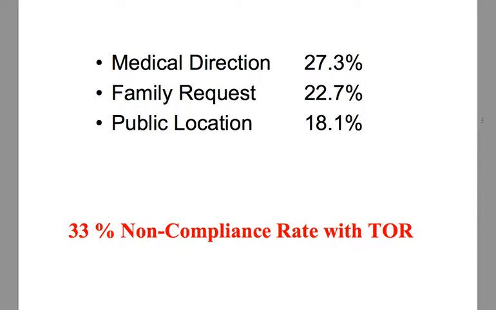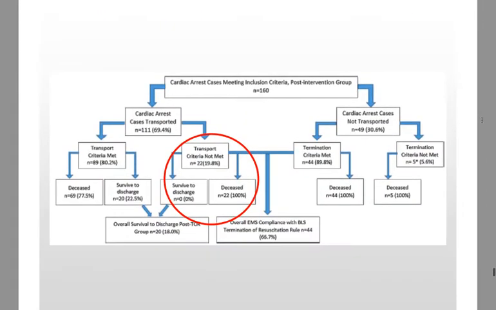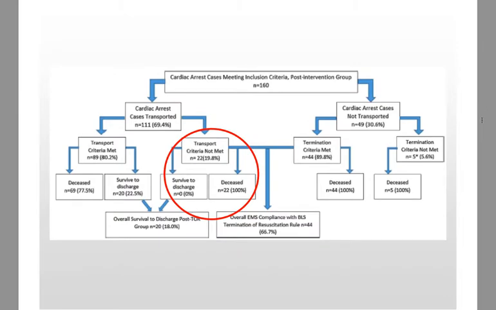of the 44 patients that met TOR criteria and were not transported, okay, so 44 patients met criteria, were not transported. All of them died. Okay, not one of them woke up the next day in the morgue. And of the 22 patients that were transported against protocol, so the protocol said you can terminate them, they got brought in anyway, none of them survived. Not one of them survived.